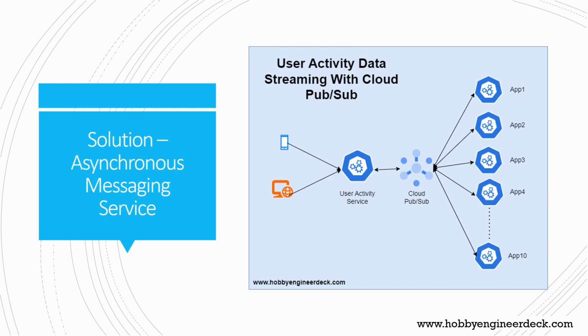Now, what is the solution? The solution is to maintain an intermediate system between the user activity service, which is producing the messages, and the 10 different applications, which are receiving and processing the messages. We'll have an intermediate system, which I can call an asynchronous messaging service, which will take care of receiving and sending the messages. Here we are putting in Cloud PubSub. User activity data streaming with Cloud PubSub. This is our use case.